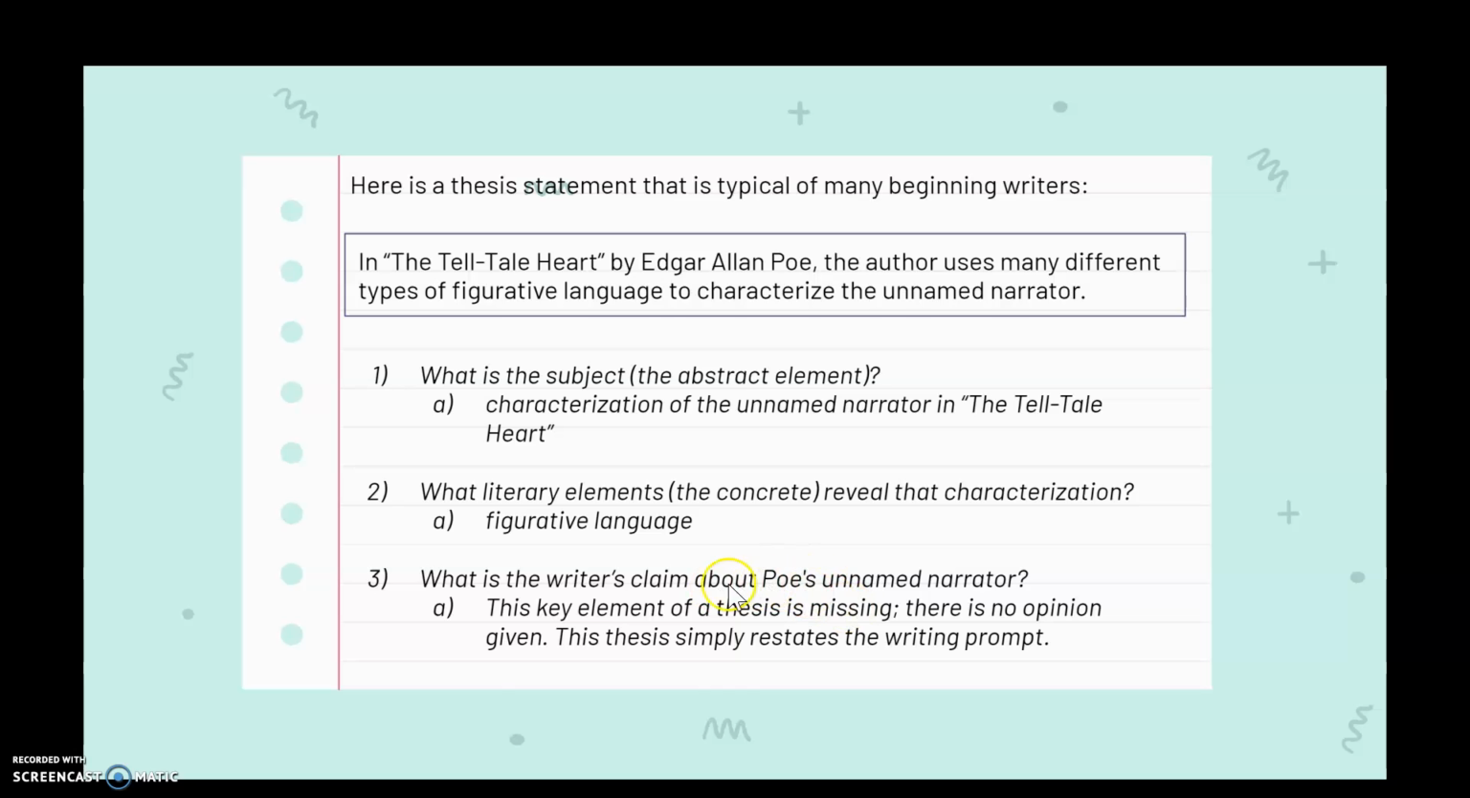What's the writer's claim about Poe's unnamed narrator? This key element of a thesis is missing. There's no opinion. The thesis only restated the writing prompt. It just reworded the writing prompt. They didn't tell me what they believe about the unnamed narrator. So I'm missing a key component of my thesis statement, and we don't want to be like these beginning writers.